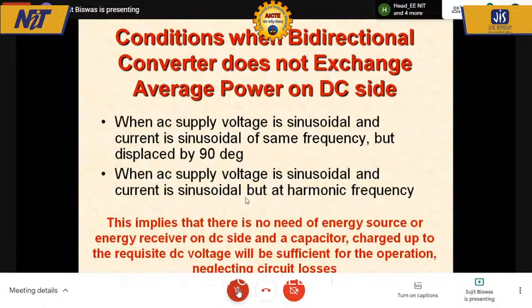Then it implies that there is no need of energy storage or energy receiver on the DC side, and a simple capacitor charged up to the requisite DC voltage will be sufficient for the operation, neglecting circuit losses. Why? Because there is no average exchange of power. So on the average, the capacitor is neither getting discharged or charged, so it should be sufficient for normal operation. In real life, yes, you will have circuit losses. The capacitor voltage will tend to get discharged, which can be compensated by a small magnitude of active power going in, so that you can compensate and keep the operation.